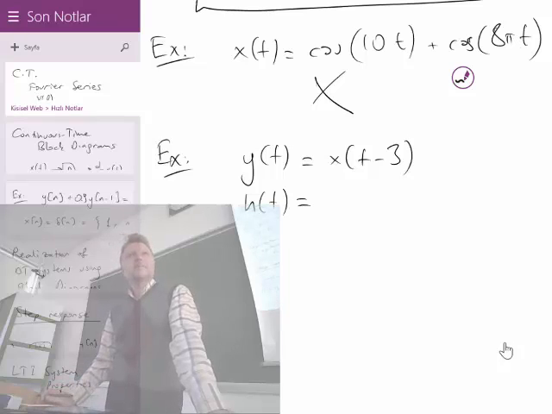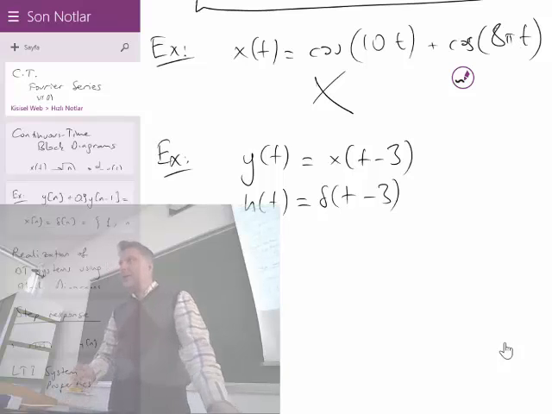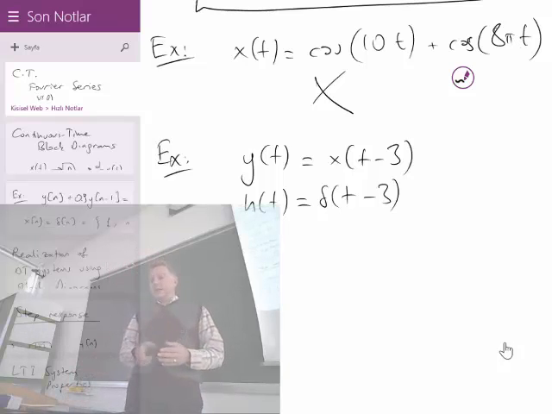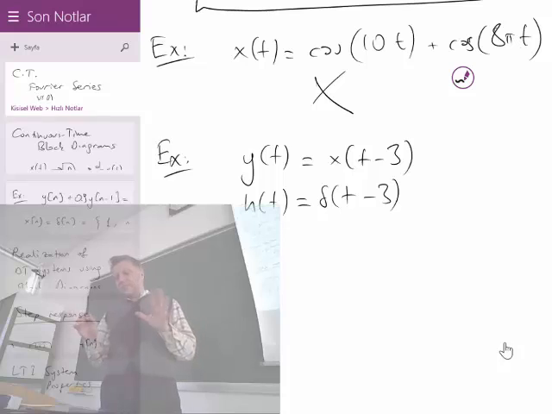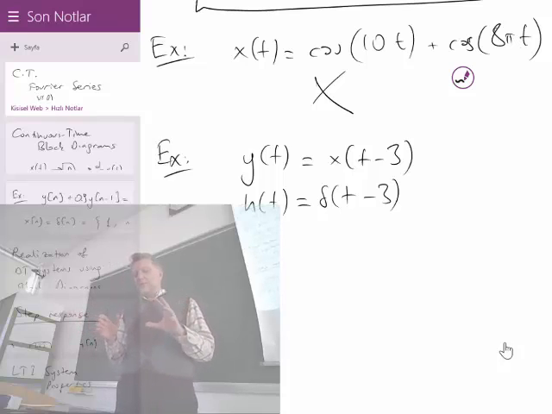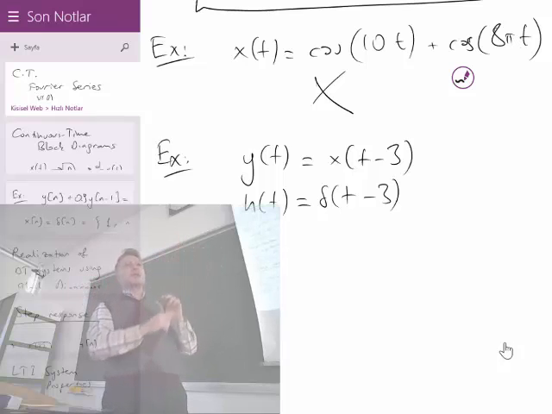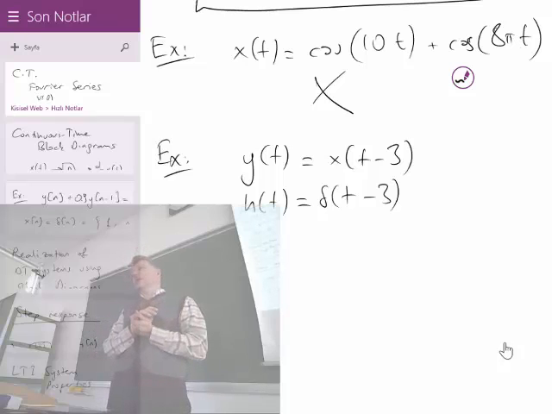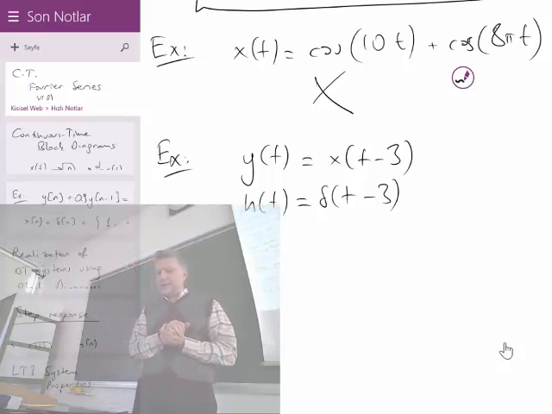h of t is delta t minus 3, because delta t is the thing that you need to apply, and it will also be delayed. So you have to make an analogy by thinking that if you convolve a signal by delta t minus 3, it shifts everything to the left. It delays everything. A delay system has an impulse response of delta t minus 3.